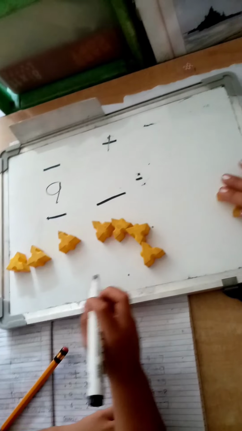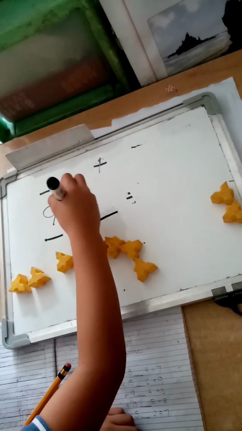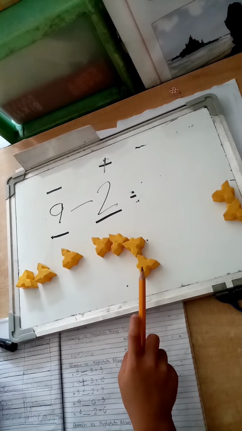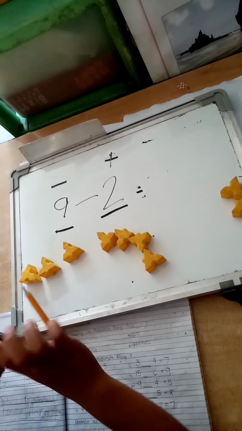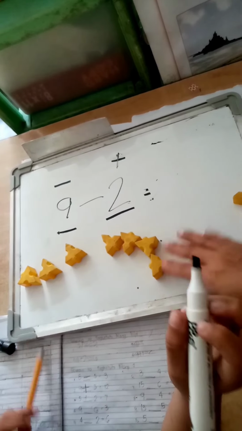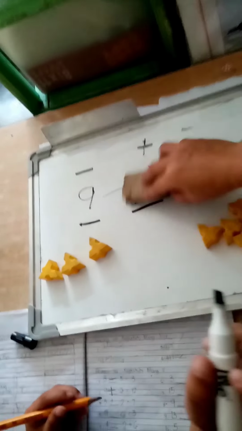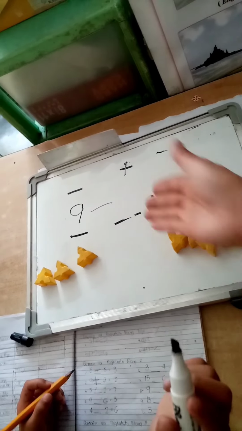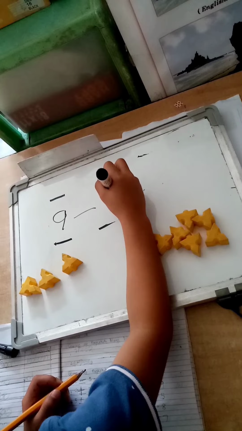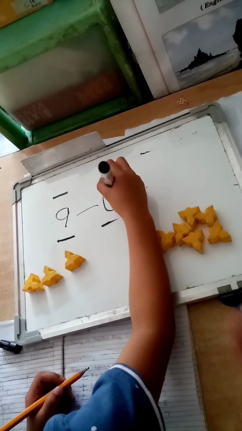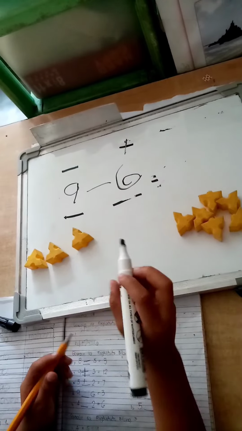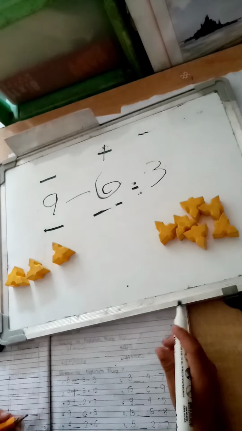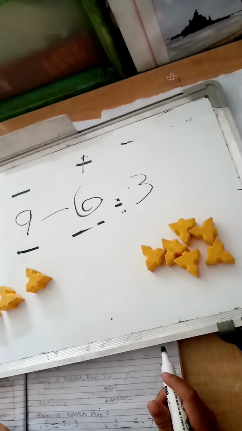And then I remove how many? Okay, how many are left? 7. Okay, 7. What if I do this way? 2. Okay, how many do I remove? 6. You write it there. Go ahead. There you go. You got it. How many are left? 3. 3. Write it there. So we use subtraction in this problem. Is this number?